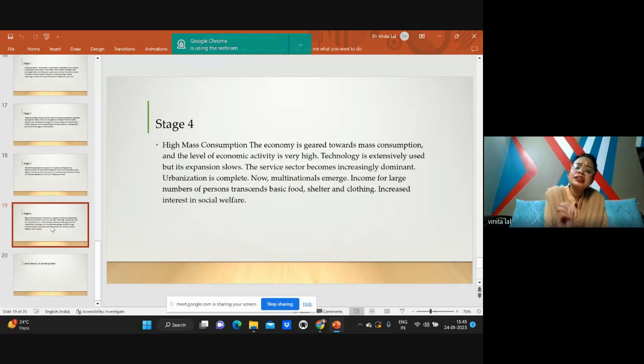Urbanization is complete in this stage. Now multinationals emerge and income for a large number of persons transcends basic food, shelter and clothing. So there is increased interest in social welfare. So Rostow's stages of growth model is one of the most influential development theories of the 20th century. And it was, however, also grounded in historical and political context.